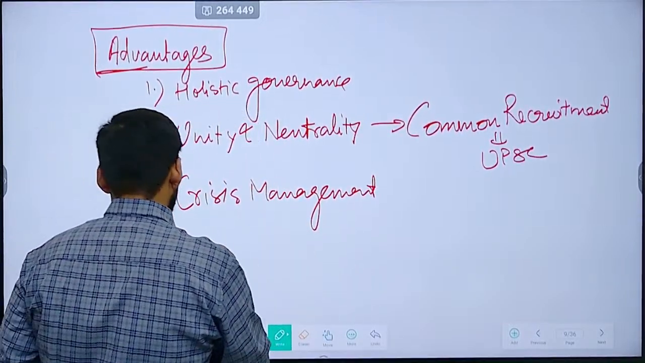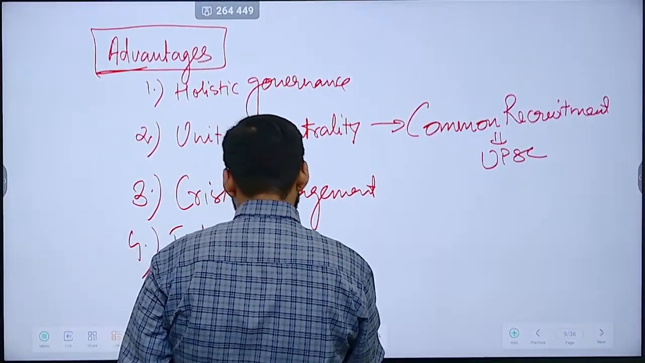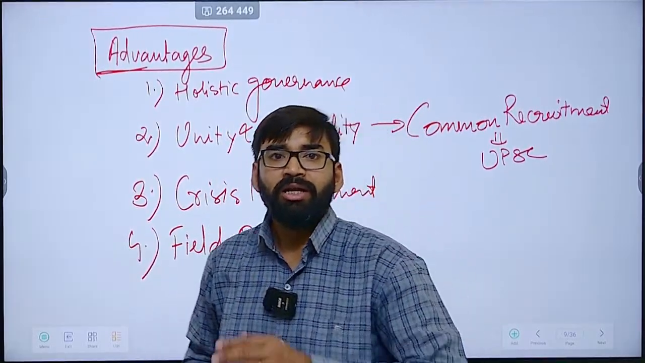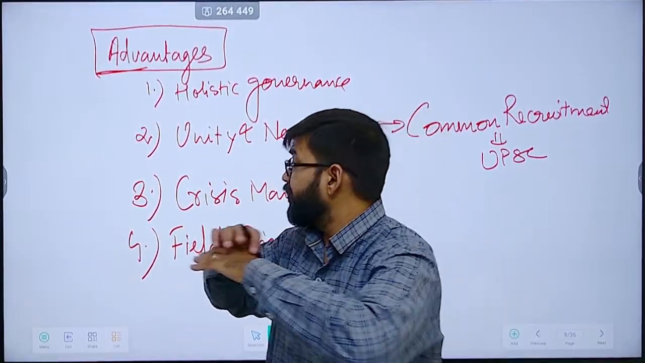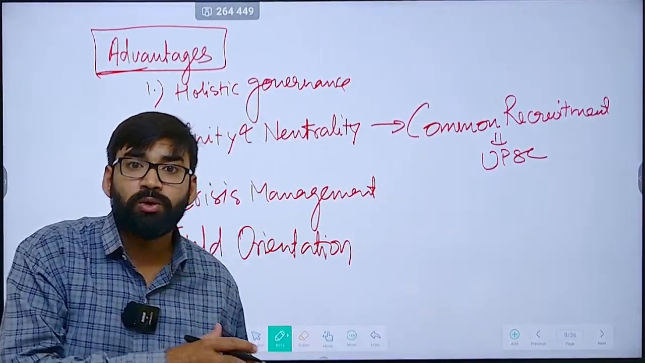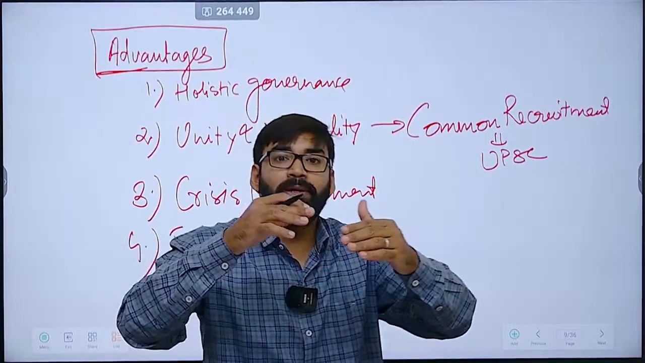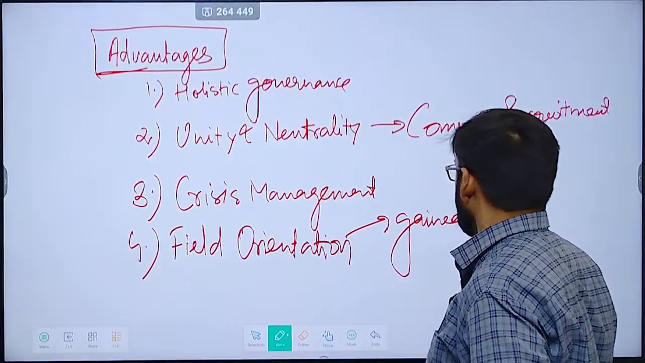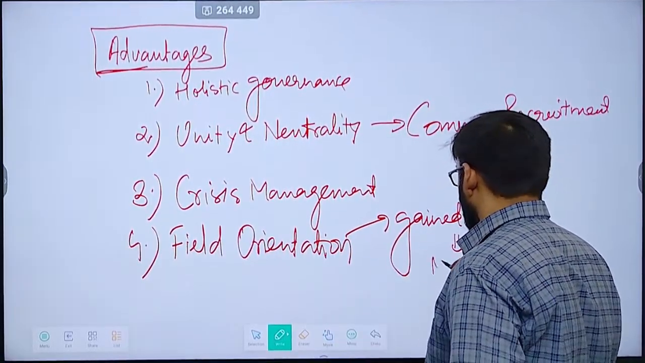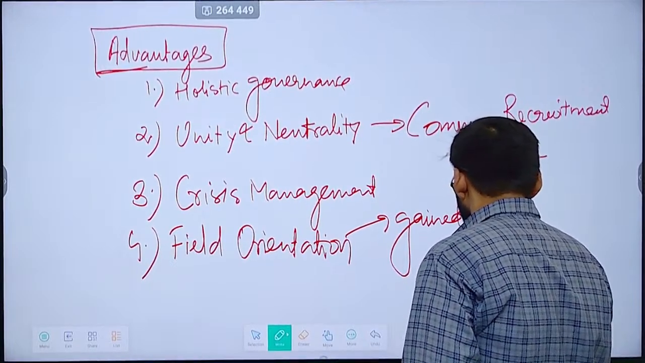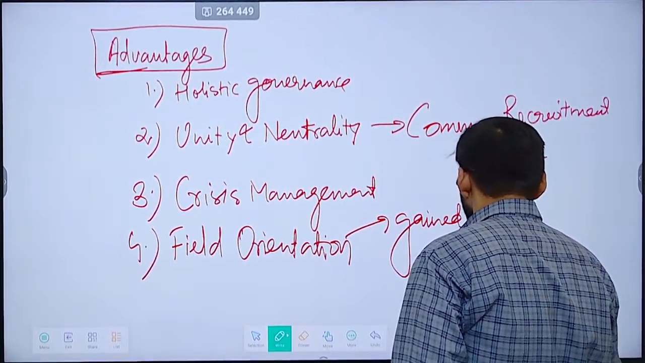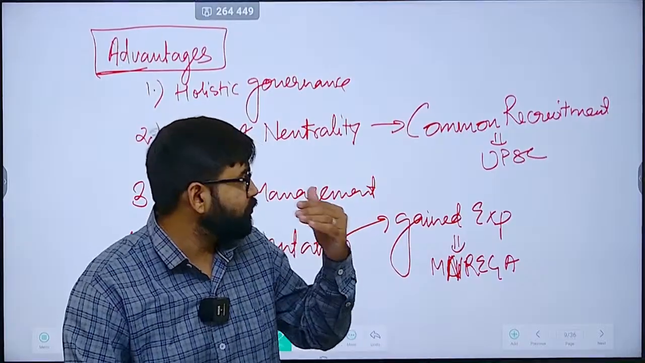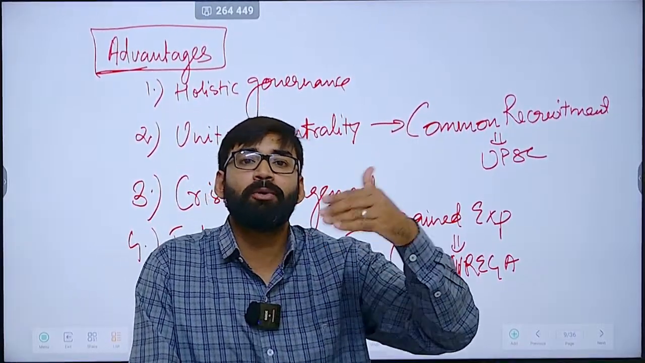So these things you can easily mention, and then you can mention the field orientation. Another point that you can mention, field orientation, like how district administration enables implementation of welfare schemes at the grassroots level. They gain experience in implementing MGNREGA, or disaster relief programs. This much is clear. These things can actually improve subsequent policy designs.